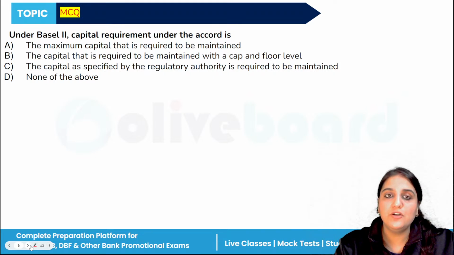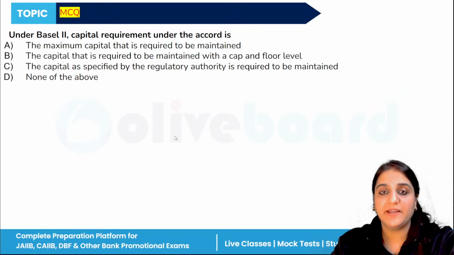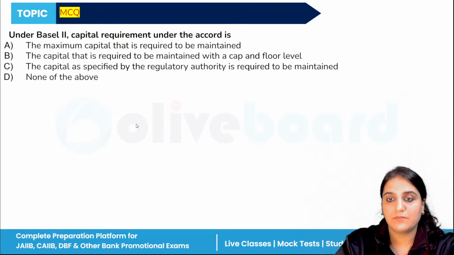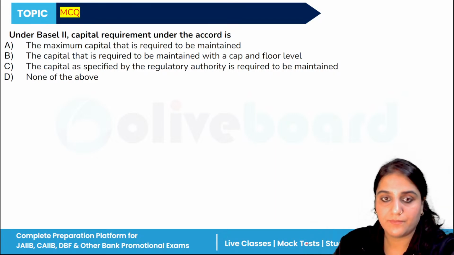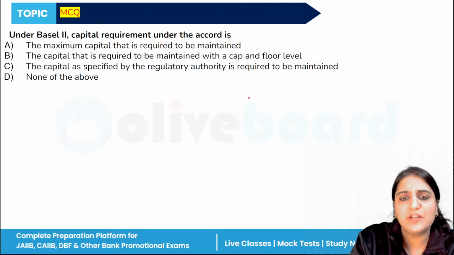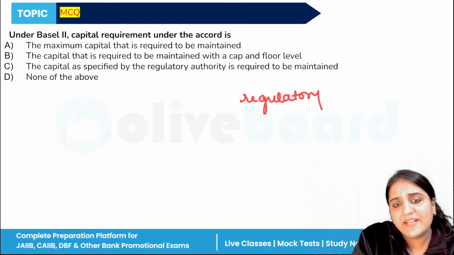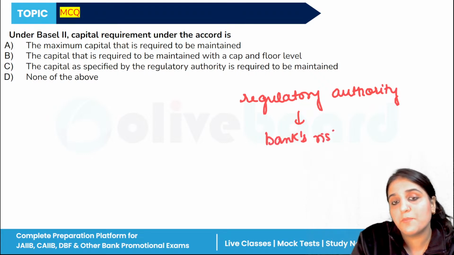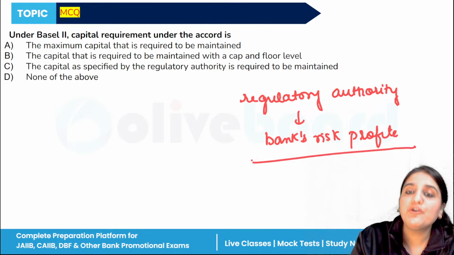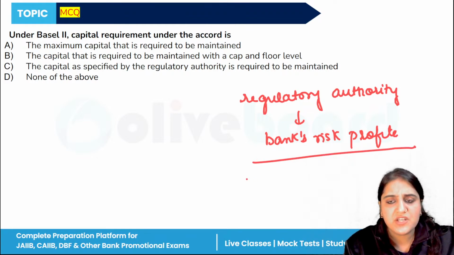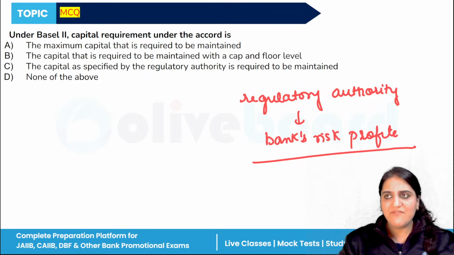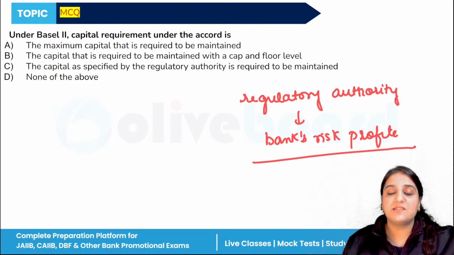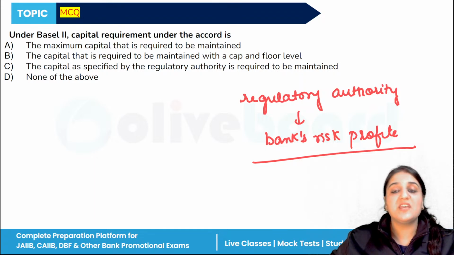Then under Basel II, capital requirement under accord is... under Basel II, capital requirement is just determined by the regulatory authority that is based on the bank's risk profile. This means the amount of capital a bank needs to hold is not fixed but varies depending on its specific risk. And when there are caps and floors in place to ensure that capital requirements are reasonable, the ultimate decision on the amount of capital required rests with the regulatory authority.